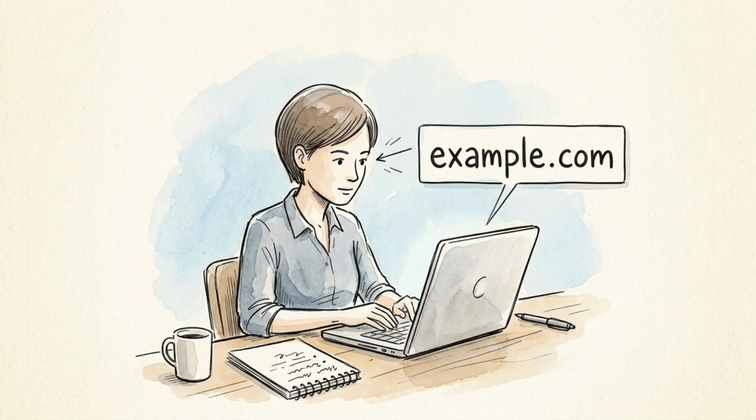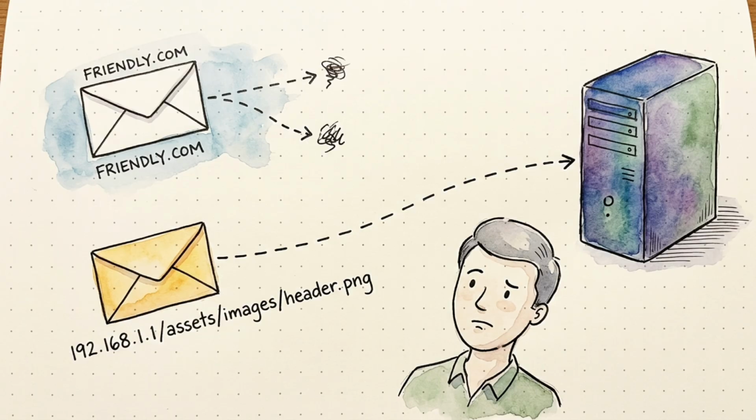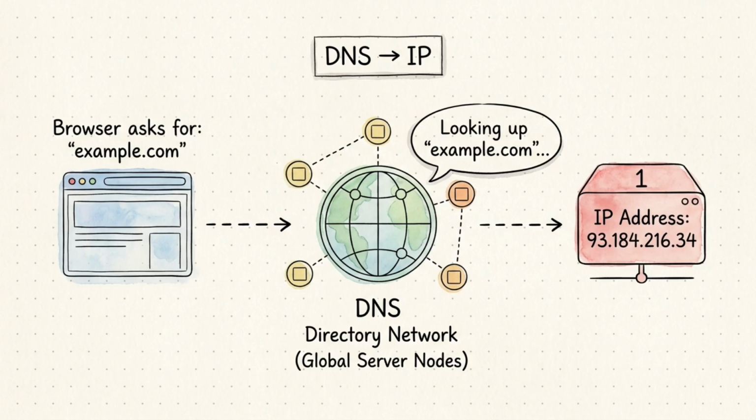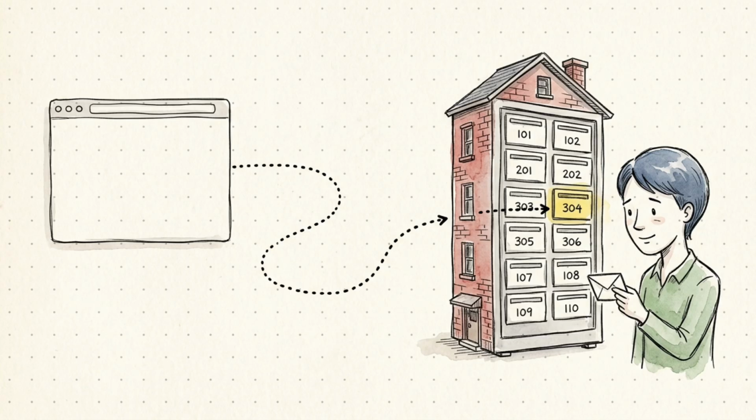Start with the address bar. You type a name like example.com, and it feels like writing a destination on an envelope. But computers do not deliver messages to names. They deliver messages to numbers. So the browser asks the domain name system, or DNS, to translate the human name into a machine address called an IP address. IP means Internet Protocol. It is basically a mailing address for a server on a network.